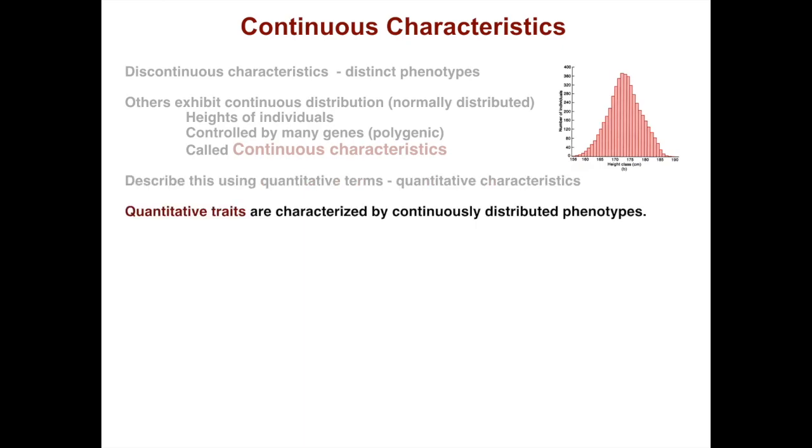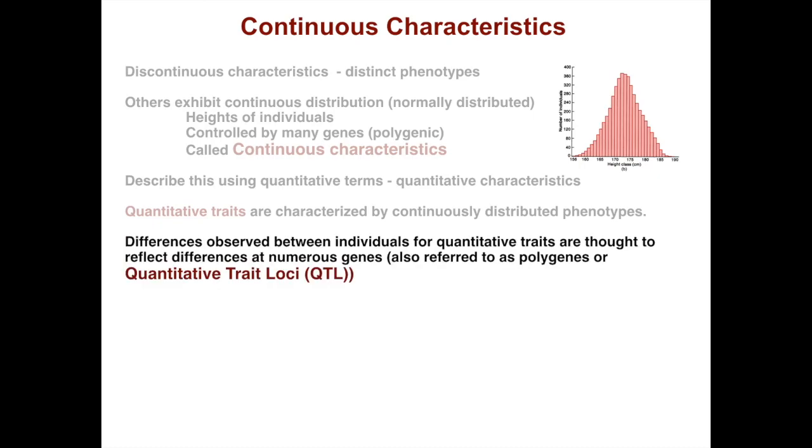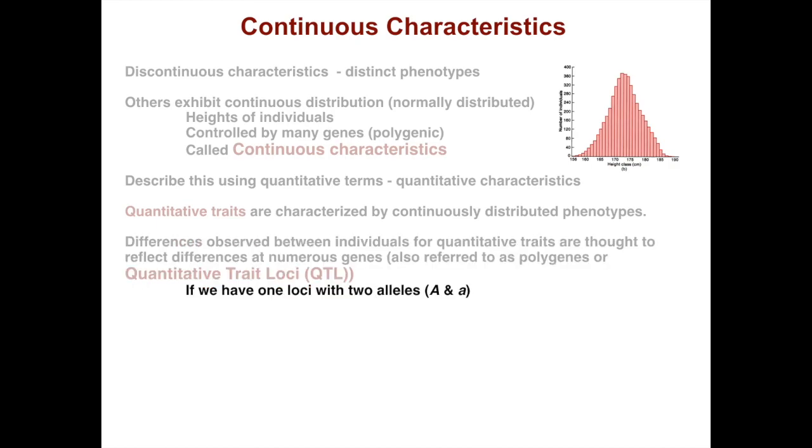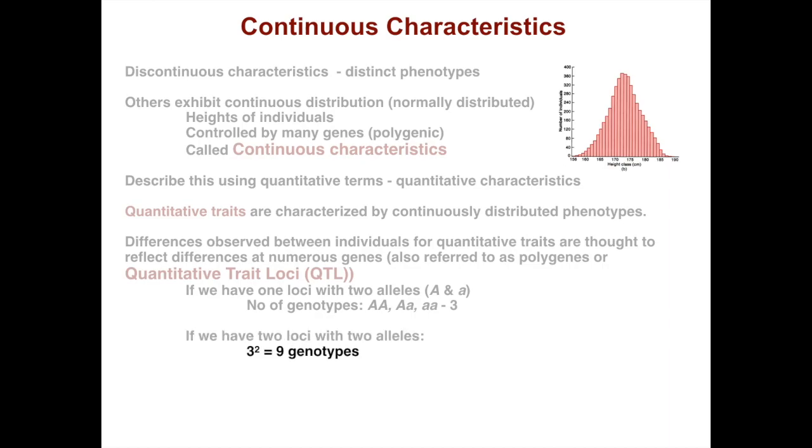Quantitative traits are characterized by continuously distributed phenotypes. Differences observed between individuals for quantitative traits are thought to reflect differences at numerous genes. These are also referred to as polygenes or quantitative trait loci, QTLs. So if we have one locus with two alleles, big A and little a, the number of genotypes we would expect is 3. If we have two loci with two alleles, the number of genotypes we would expect is 9.